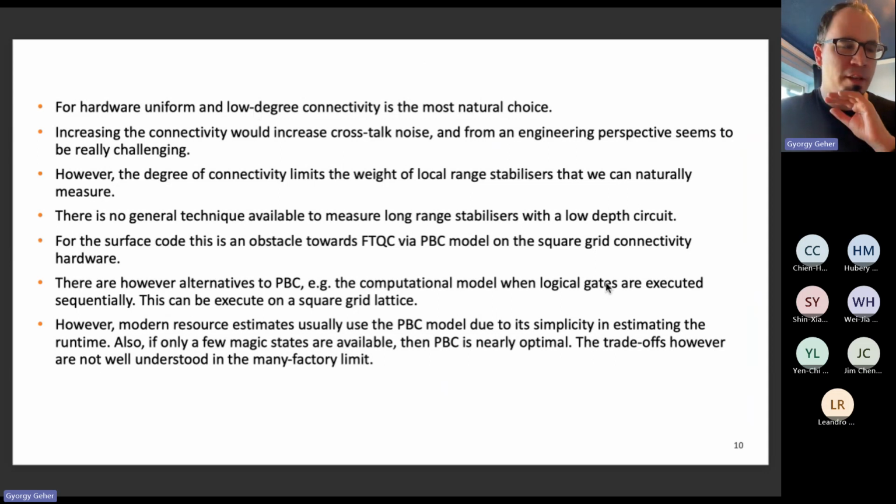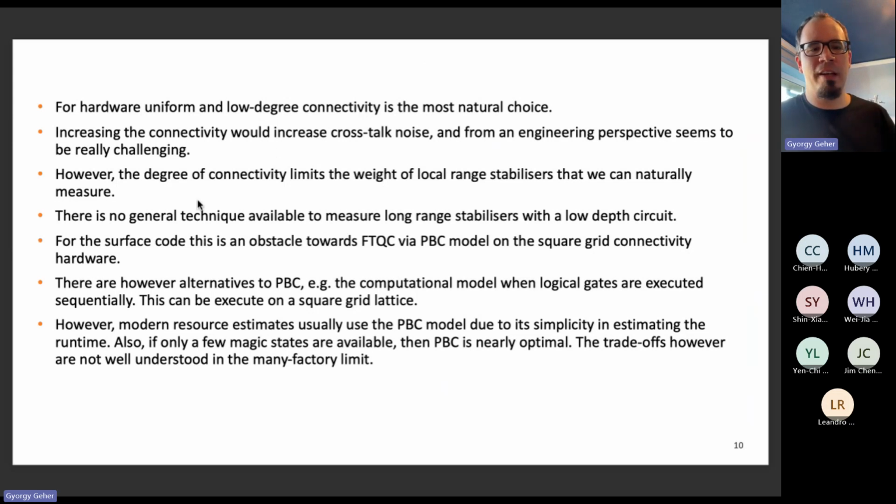If we design hardware, at least this seems to be the case for all existing hardware, what we would really like to have is low degree connectivity hardware, usually 3 or 4. This is a natural choice for many reasons, because if you have uniform hardware, you didn't tailor it for particular codes with particular code distance, so you have more freedom to execute different codes. But increasing the connectivity would increase crosstalk noise, for instance, and it seems very challenging.